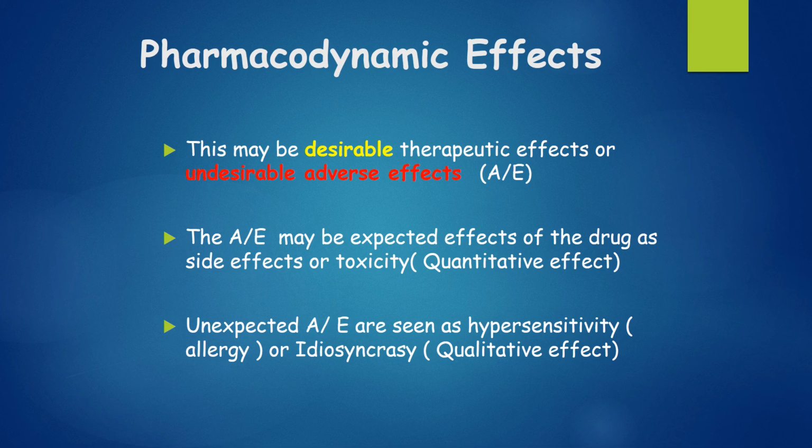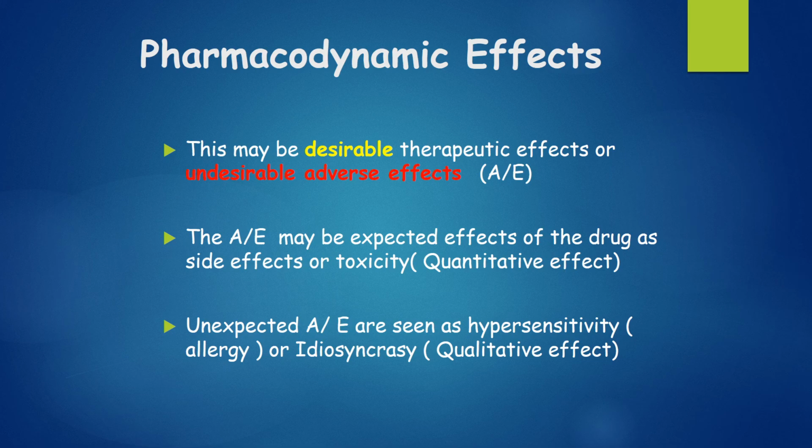That is a quantitative effect. That means we will know about the drug that it can cause some undesirable effects. For example, 90% of its effect will be desirable, or good to the body, but 10% will be bad to the body, though it is inevitable. This is known as side effect or toxicity. Or unexpected side effects or adverse effects are seen as hypersensitivity or idiosyncrasy.